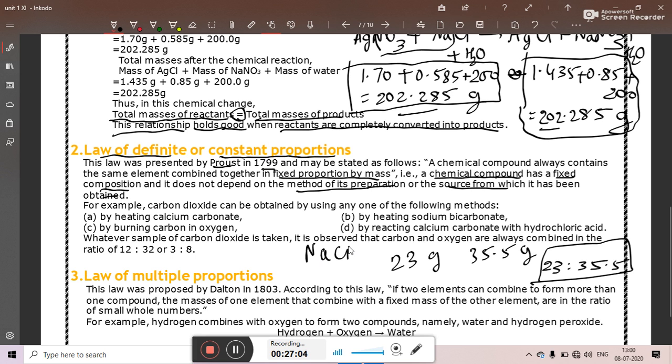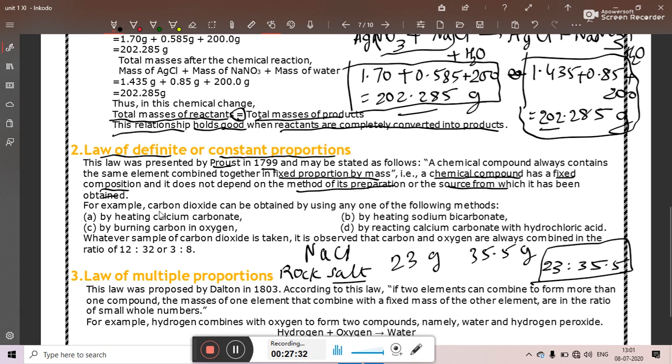Now whether you are obtaining NaCl from seawater or from rocks, NaCl can also be obtained from rocks. That's why it is also called rock salt. So if you are obtaining NaCl from rocks, then also the ratio of Na and Cl will be the same, that is 23:35.5. So that means whatever source is there to obtain the same substance, the elements present in that compound will have a fixed ratio of their mass.